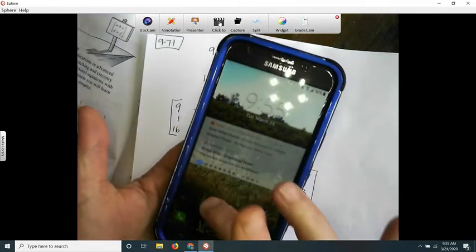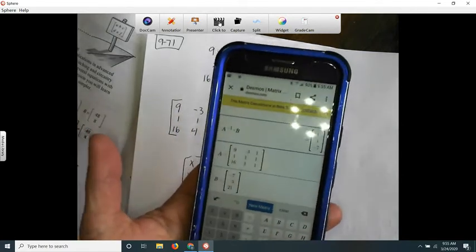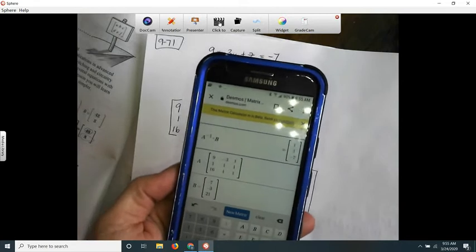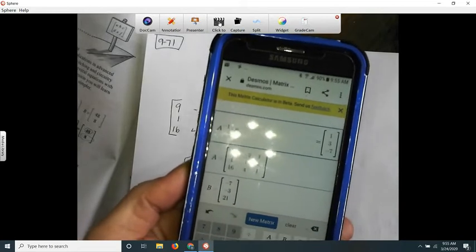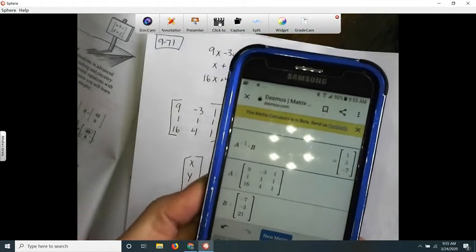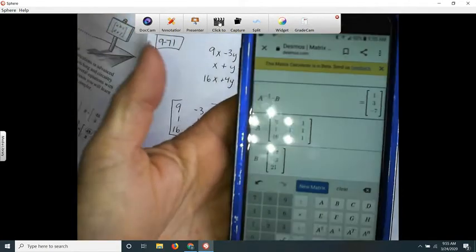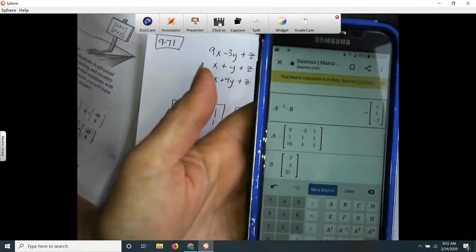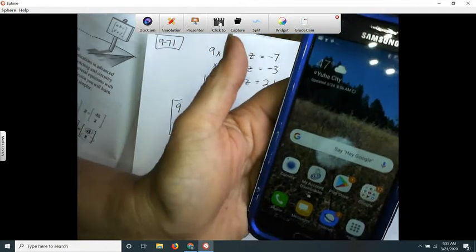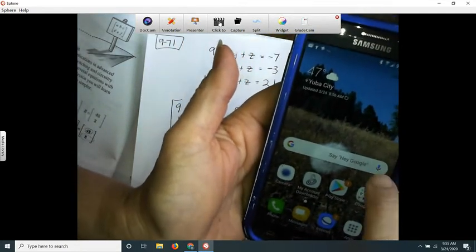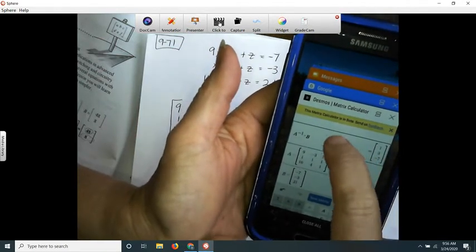So what did I do? I went to Google and I said, Desmos matrix calculator. I just spoke that into my Google, and it gave me this beta version. Now you can use a TI-83 if you know how, but this beta version is probably a little easier to use on a computer, but it works just fine on my phone. I killed it, so now I'll have to show you. There, it came back.